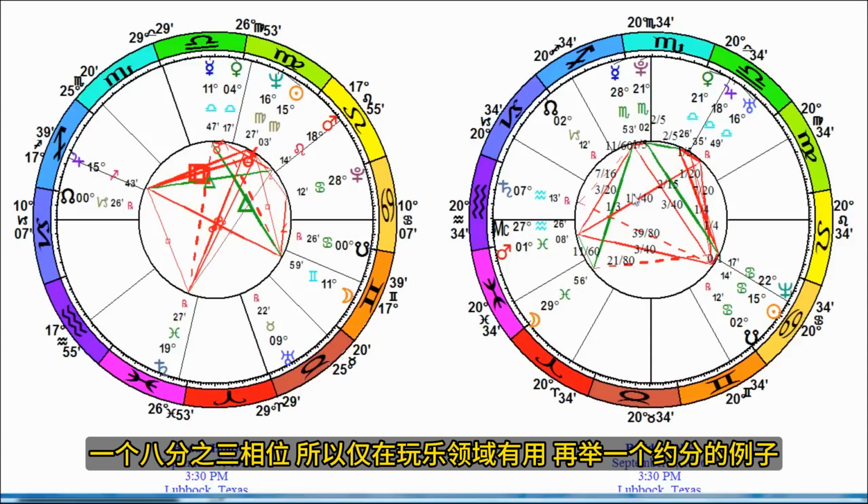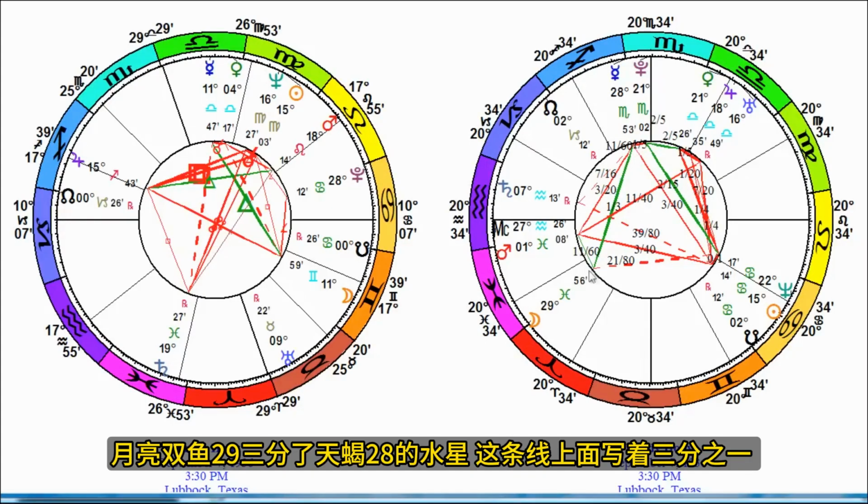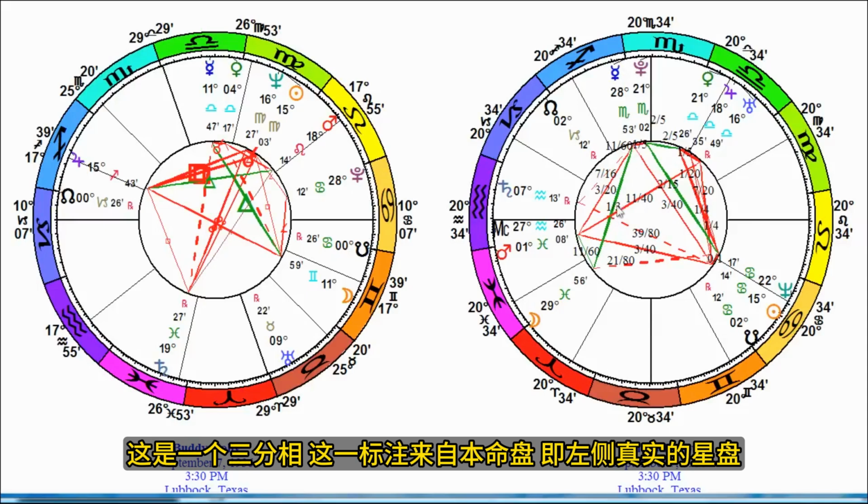Now, let me give you an example where it does reduce. Another example. Let's look at the Moon trine Mercury in the harmonic chart. Moon at 29 Pisces is trine Mercury at 28 Scorpio, and it says 1/3. Right on this line, it says 1/3. So it's a 1/3 aspect.